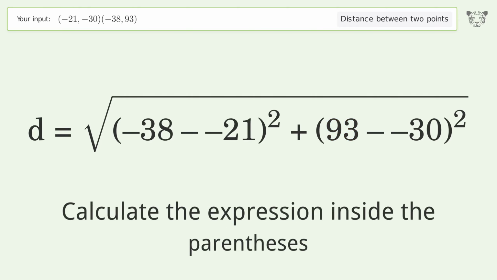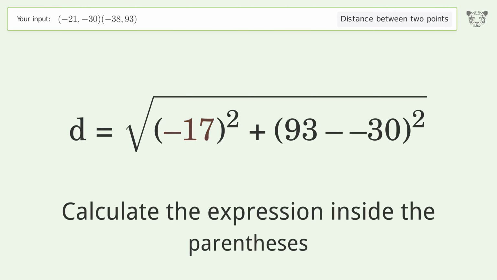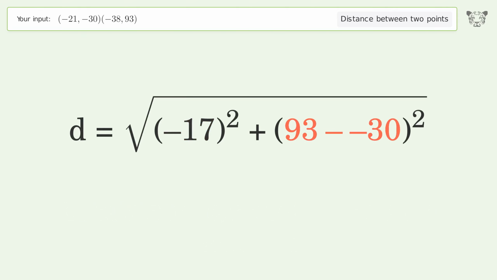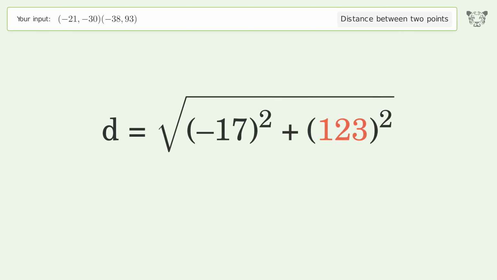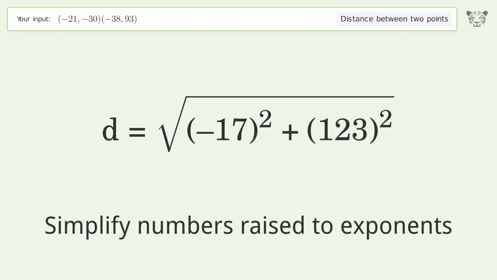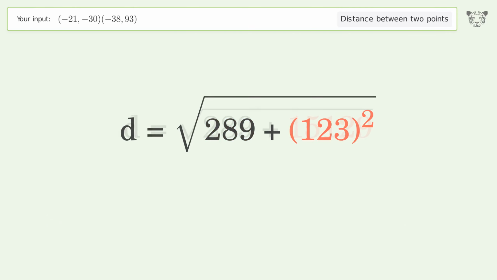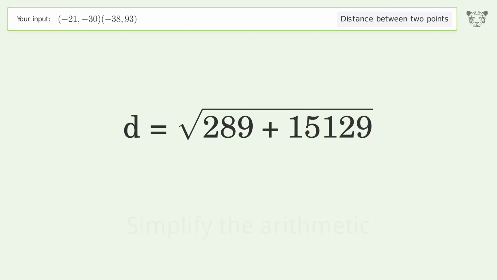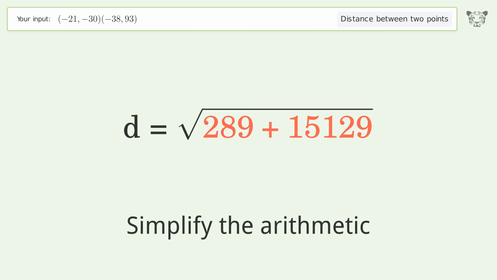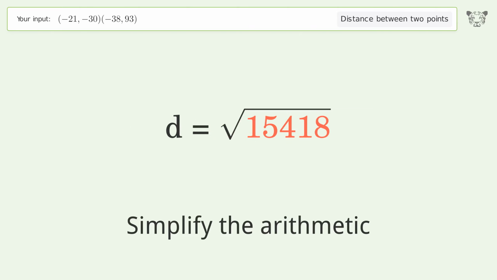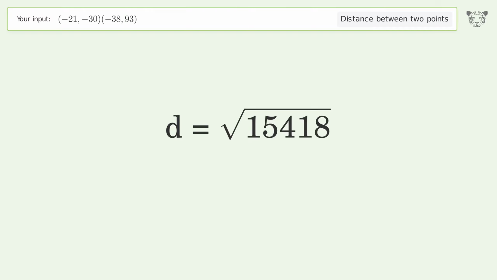Calculate the expression inside the parentheses. Simplify numbers raised to exponents. Simplify the arithmetic. And so the distance between the 2 points is the square root of 15,418, or 124.169.